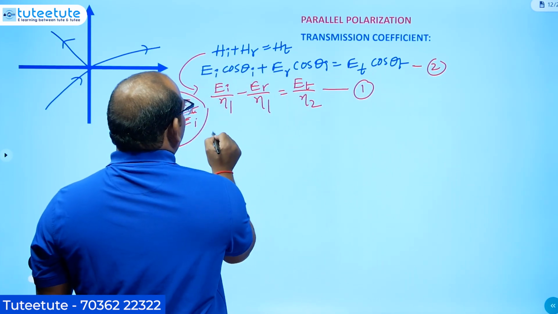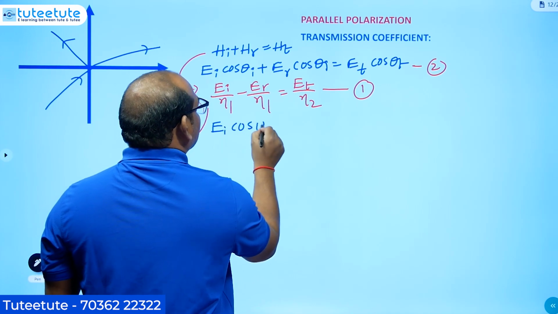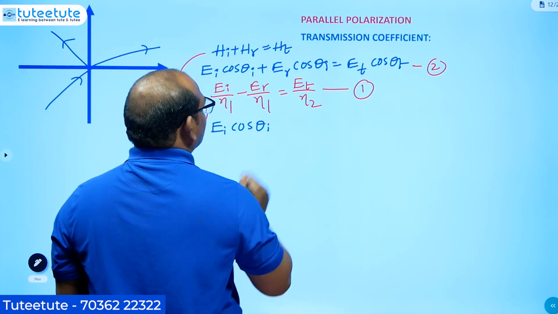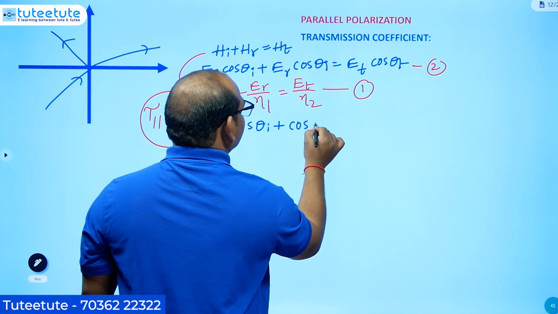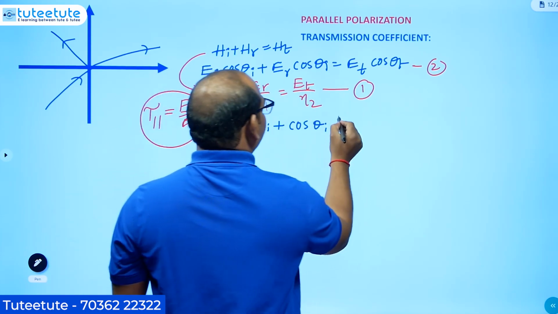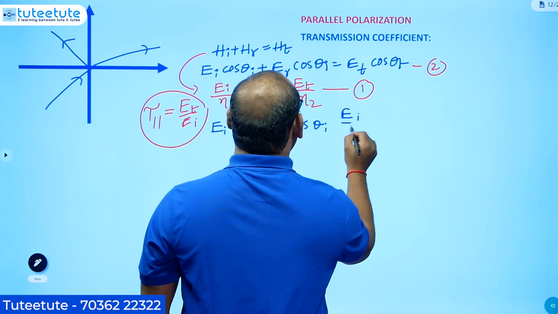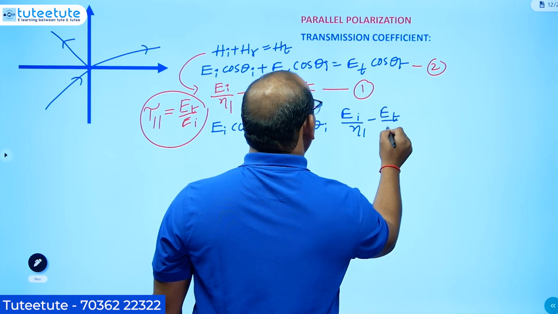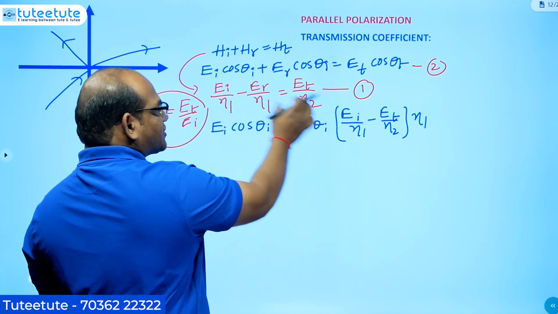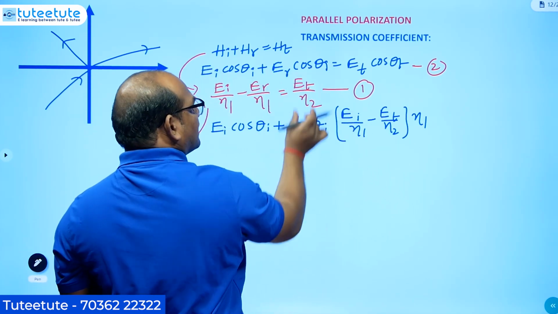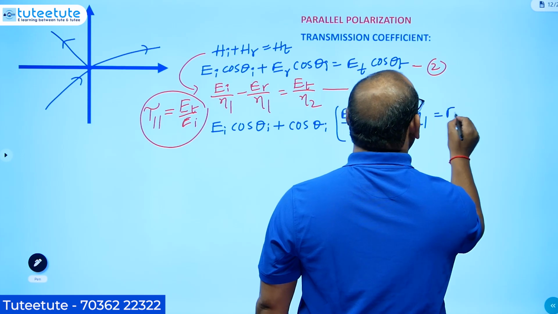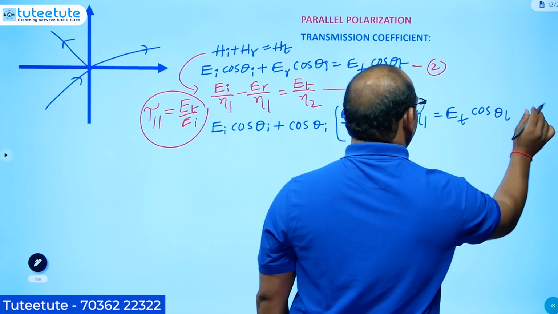That is EI cos theta I. This one I am writing now. And ER should be replaced using this particular equation. So first I am writing cos theta I. Then ER is there, so how to write ER? You need to send this term this side, and the remaining terms are EI by eta 1 minus ET by eta 2, multiplied with eta 1. Okay, so from this equation we have written this instead of ER; cos theta I is available here. So it is equal to the right side of equation 2, which is ET cos theta T. Like this we can write.